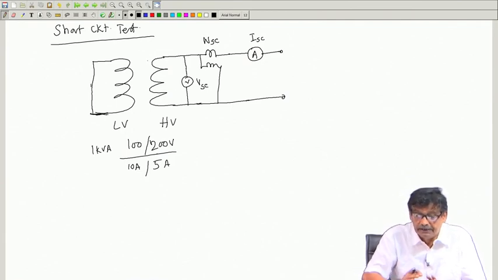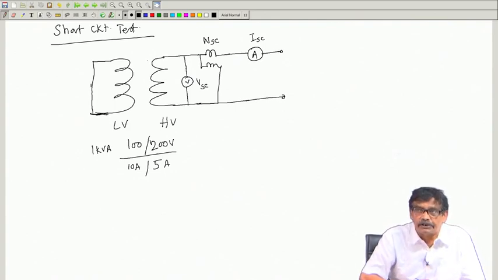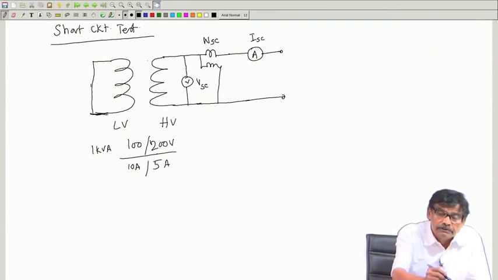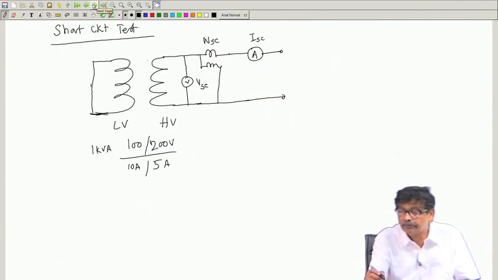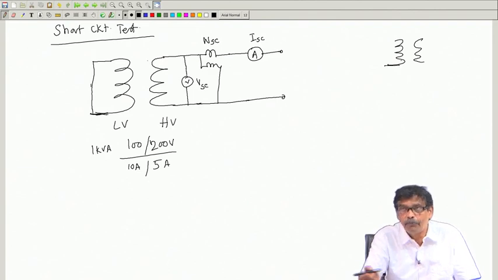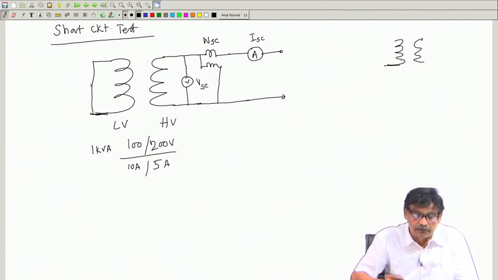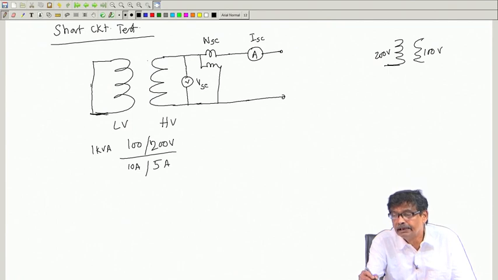Never apply the rated voltage when the other side of the transformer is short circuited. The answer can be easily understood. Recall that in a transformer, anyway, I will draw something here. Suppose this is the transformer. When it is operated normally, what do you do? You apply, suppose, 200 volt here, you get 100 volt, and then you connect the load.